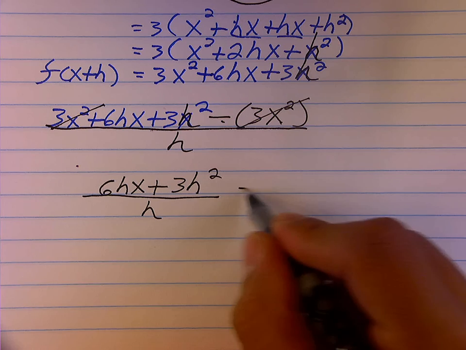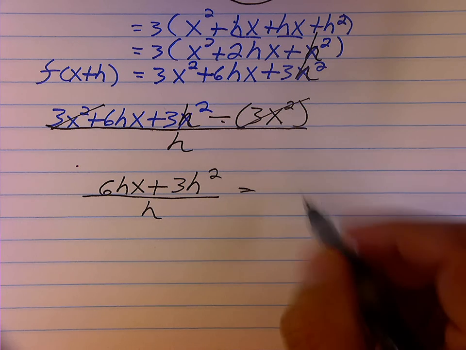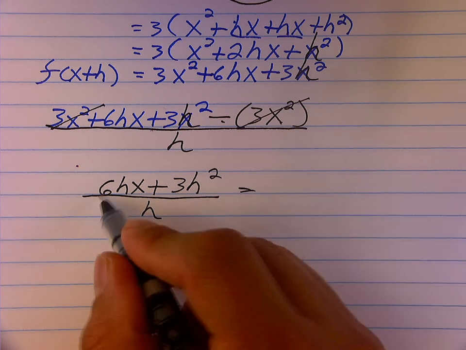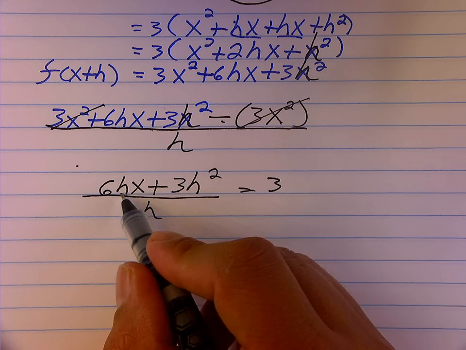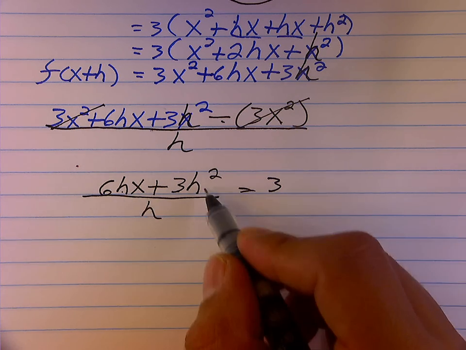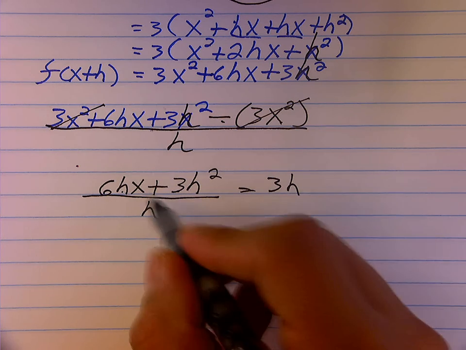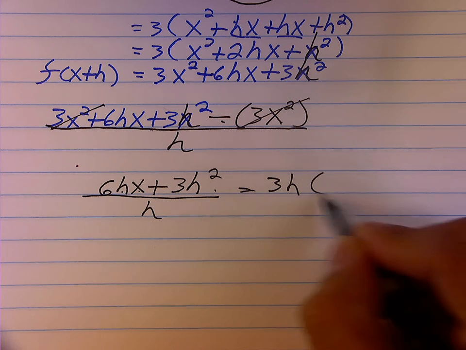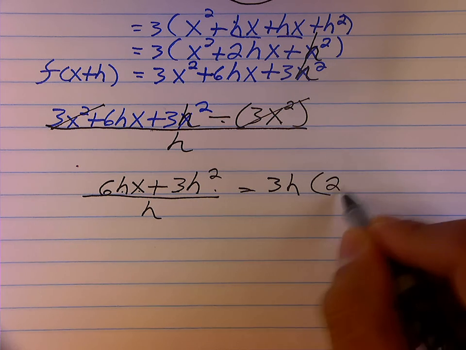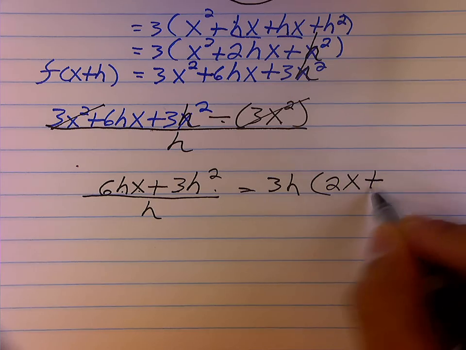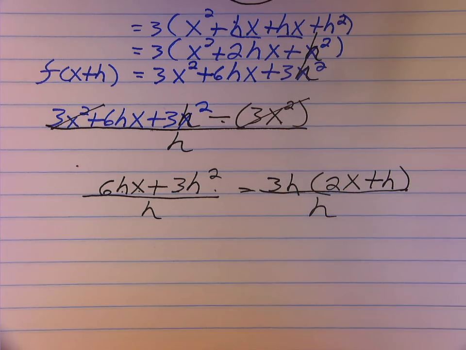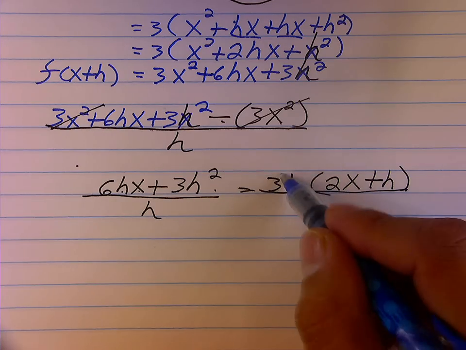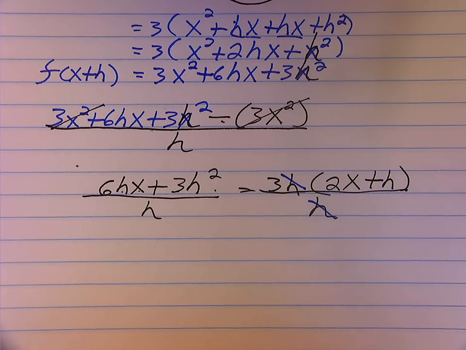all over h. I'm going to go ahead and factor the greatest common factor in this case. The greatest common factor of 3 and 6 is 3. The greatest common factor of h and h squared is h. I have no common x factors. So when I factor that out, I get a 3 times 2x plus h all over h. Now I will reduce my fraction 1 to 1 from top to bottom.